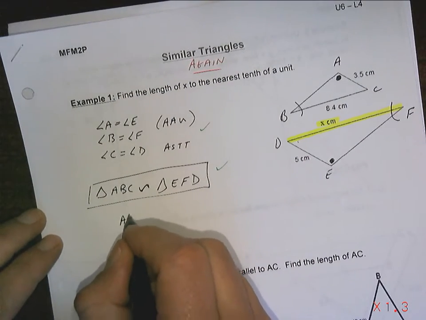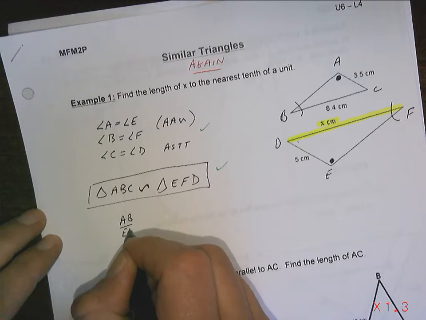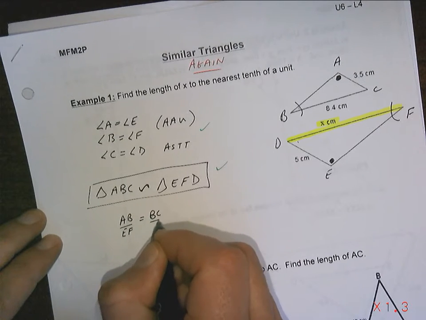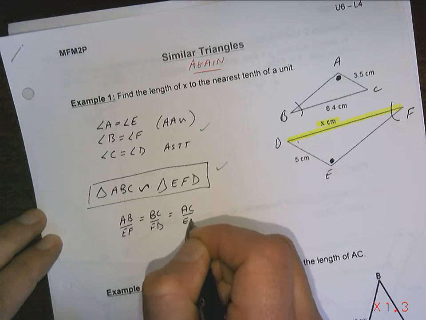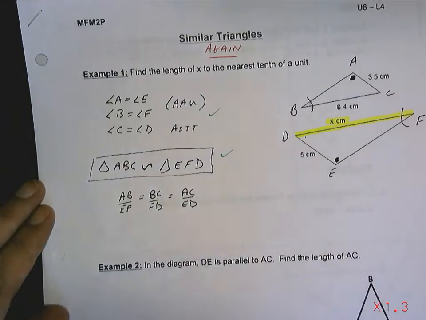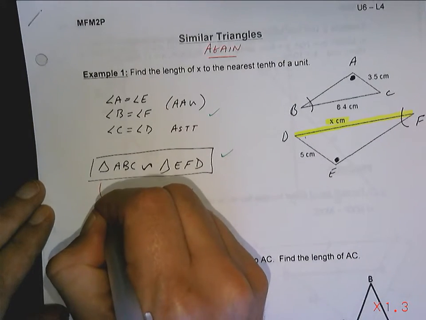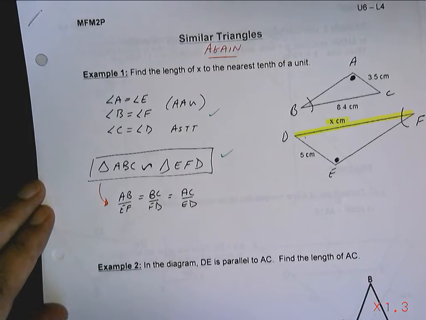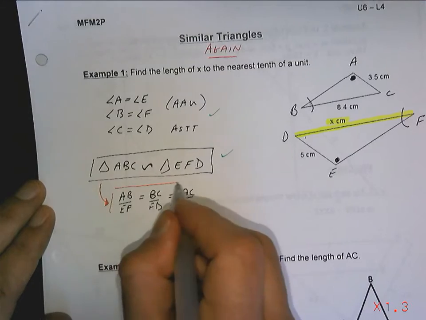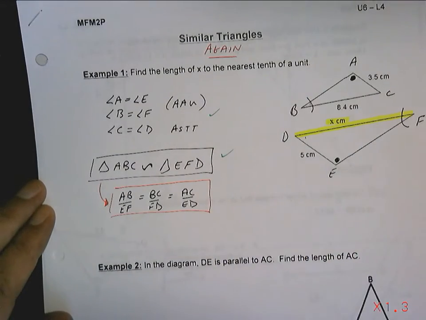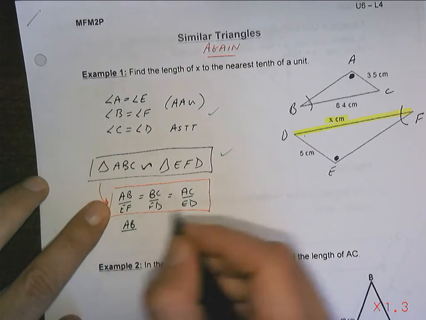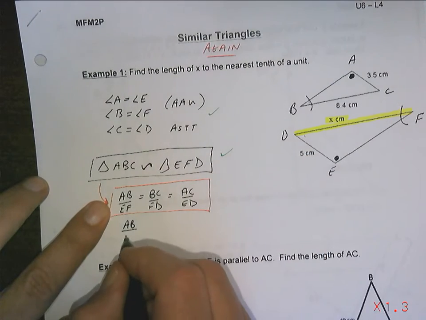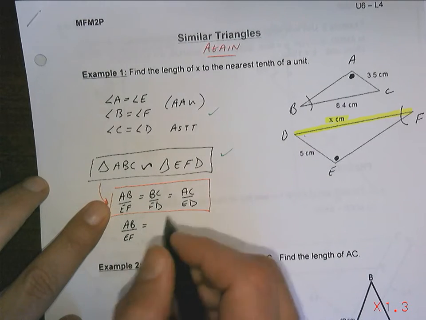I know that AB over EF equals BC over FD equals AC over ED. Well, how do I know that? Because they're similar, and that's the definition of being similar. The side length ratios are equal. So this is like a formula. Now let's plug in the numbers that we have. So AB, I do not know what it is, and quite frankly, I do not care. EF, I do not know what it is. Quite frankly, I do not care.